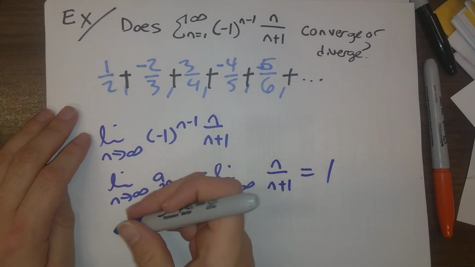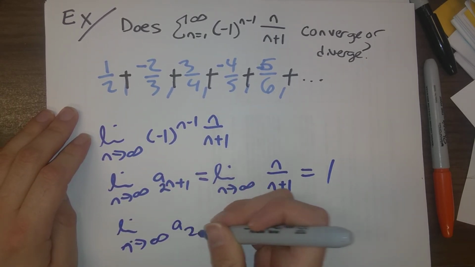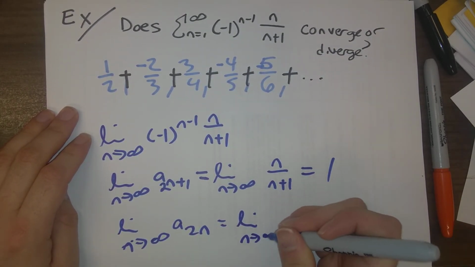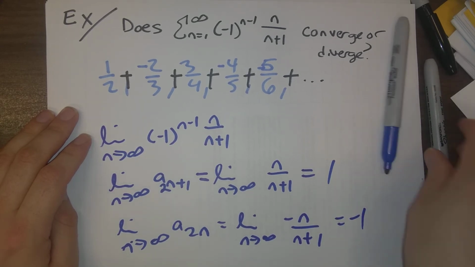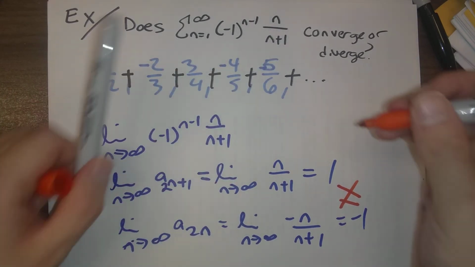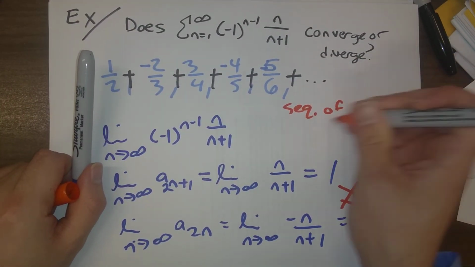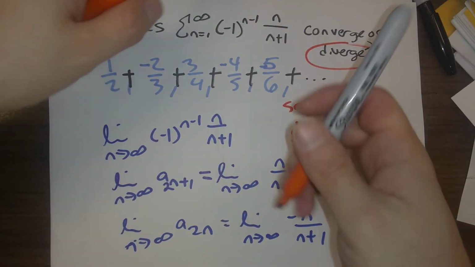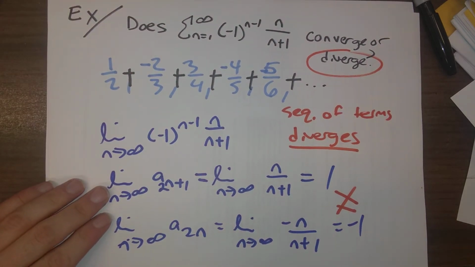That's 1. But if we look at the even index terms, those are the ones with the negative signs. That's the limit as n goes to infinity of minus n over n plus 1. That's minus 1. Those don't agree. And so the sequence of terms diverges, and so overall our series diverges.